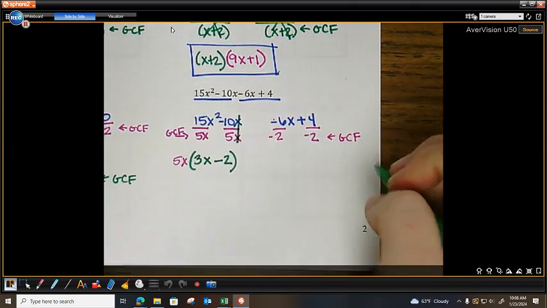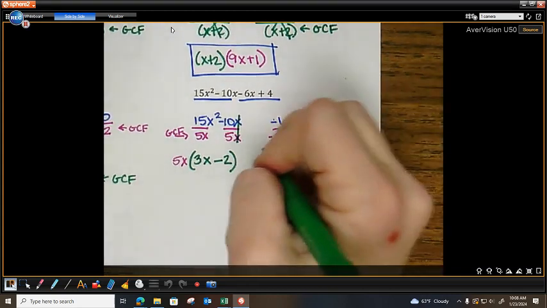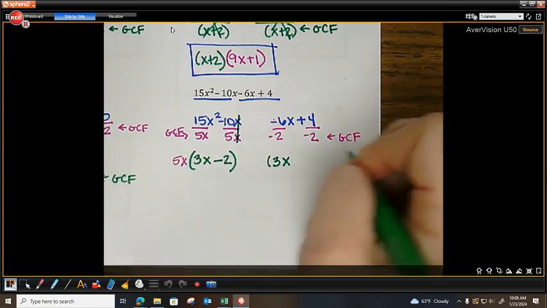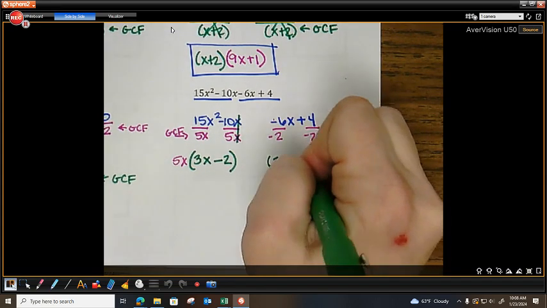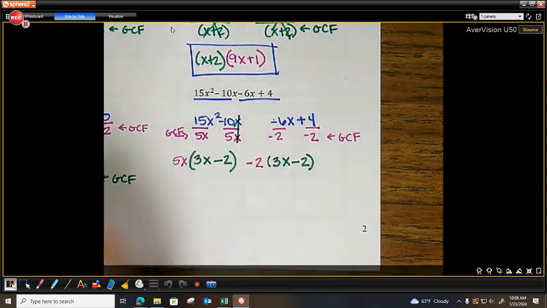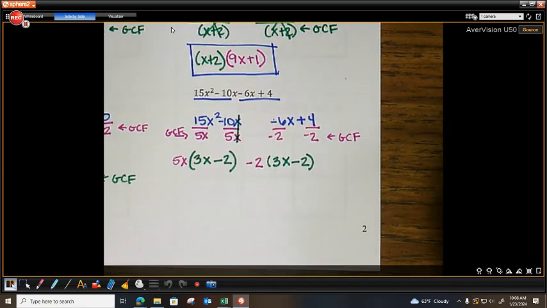Well, what's negative 6x divided by negative 2? 3, and it has an x. What's 4 divided by negative 2? Put it in parentheses, and what was my GCF? Do my parentheses now match?